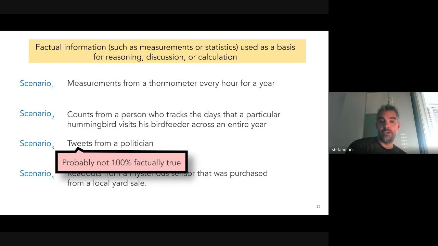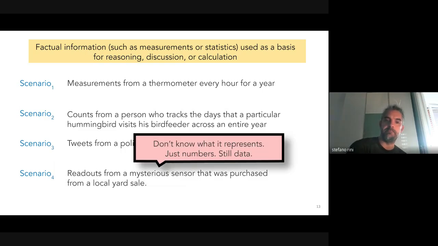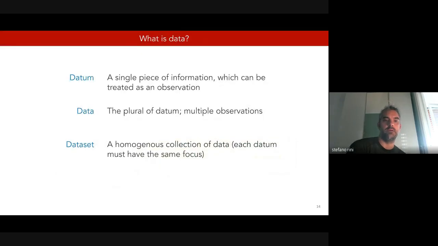Tweets from a politician have the bias of not being 100% factually true. So it would be really hard to extract factual information from the tweets of a person with a specific agenda. And even if we take a mysterious sensor that let us know about the purchase on the local yard sale, it's clear that we do not know anything about how the measure has been taken, but we can still treat it as digital information for us to process.